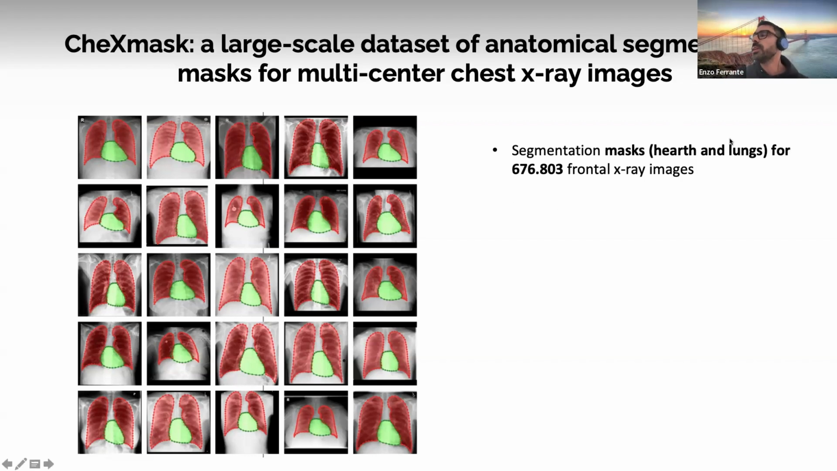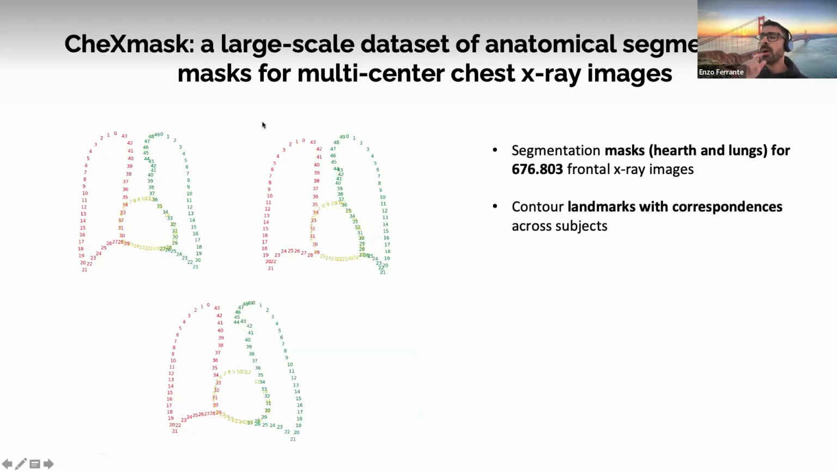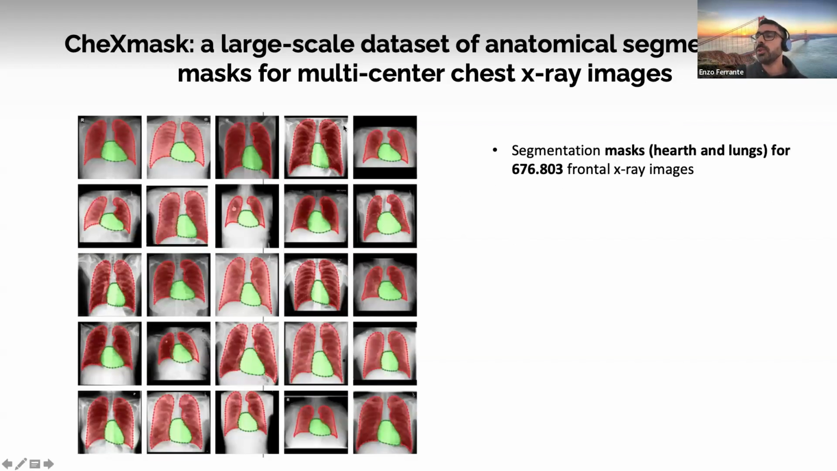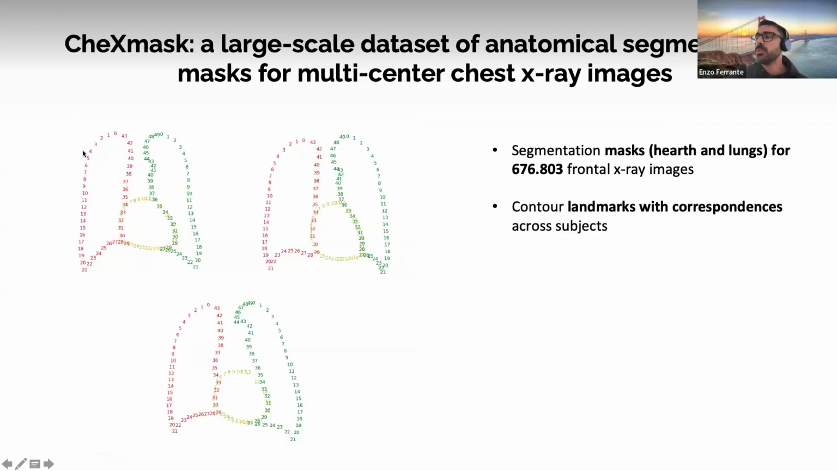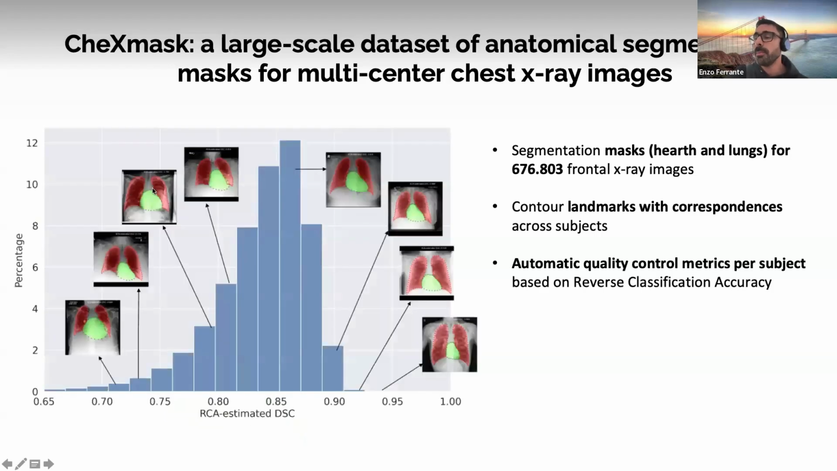So what we released with this data set were more than 600,000 segmentation masks for the heart and the lungs. And what was also interesting about our data set, I think, is that these were not only segmentation masks at the pixel level, but these were segmentation masks at the node level. So it's what we call landmark segmentations. We had correspondences in the segmentations we are releasing, the different parts.